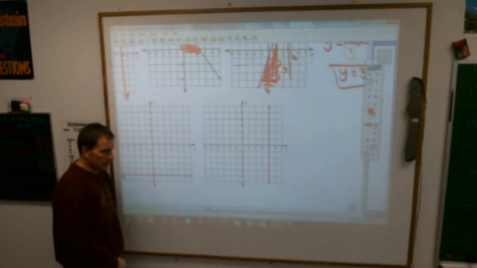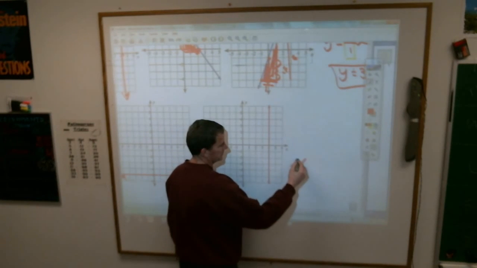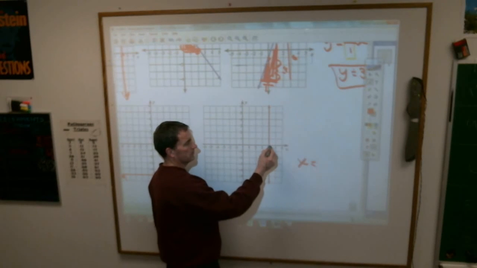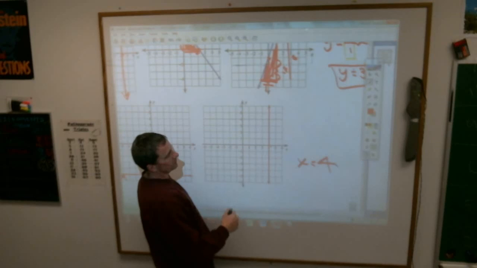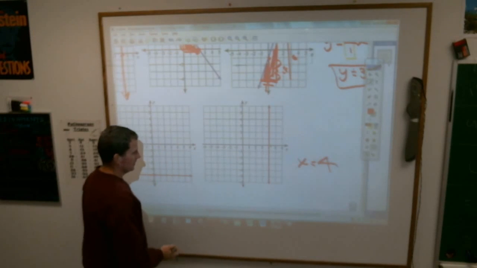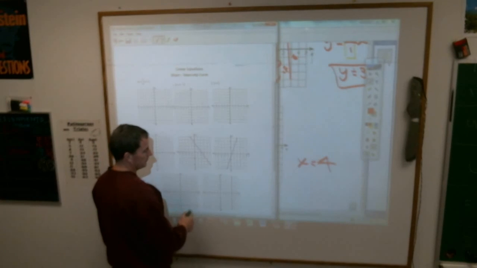Oh, look over here. I've got a vertical line. And vertical lines are x equals lines. X equals 4. Which I believe is the same 4 we had over there. This concludes your review of slope-intercept form.